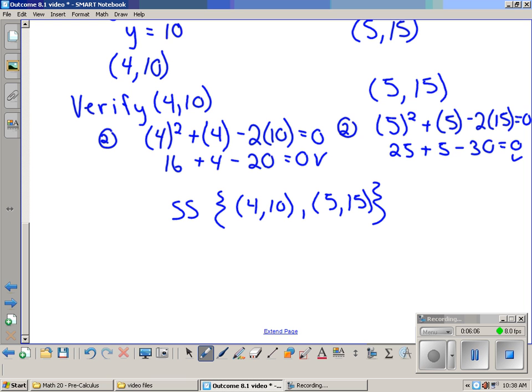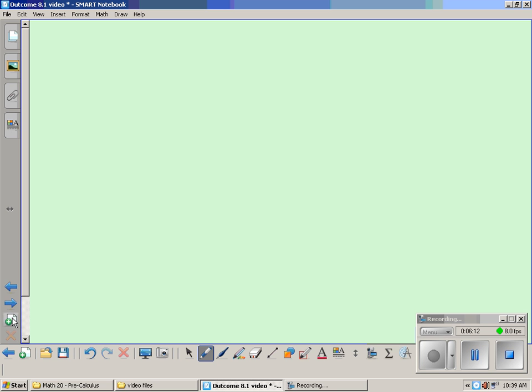Now I told you we were going to solve this two different ways. So that was the first method. The second method, I'll pull up a blank page, is to solve it using elimination. Our equation number 1 was the equation 5x minus y equals 10, and equation number 2 is x squared plus x minus 2y equals 0.